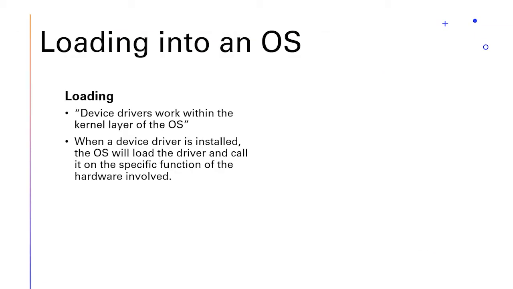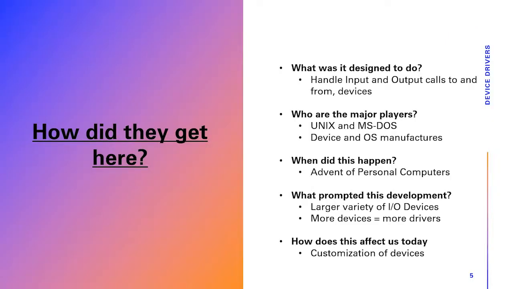As for loading into an operating system, your device drivers work on the kernel level of your operating system, which is where all of the systems that control the general structure of the computer reside. When they are installed, the operating system will load that driver in order to call it on the device itself, to make sure that all things are connected and working together in tandem. You might be asking, how did they get here? James is actually going to talk about that for us.